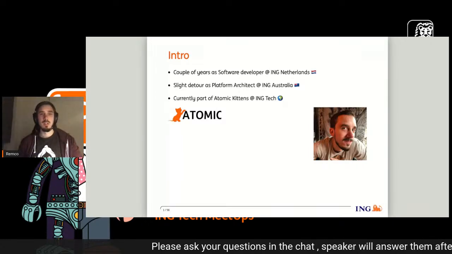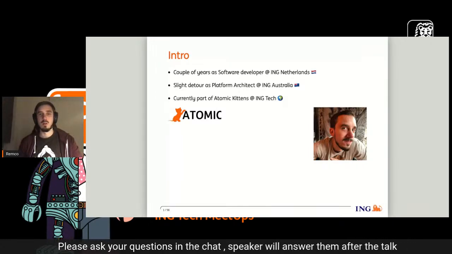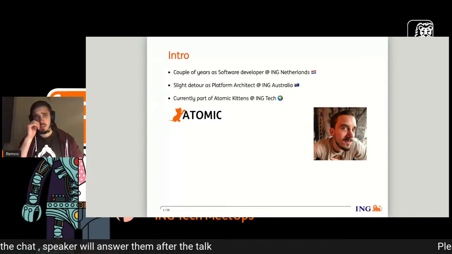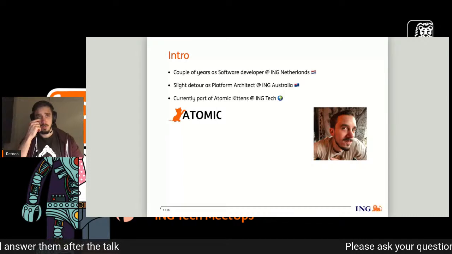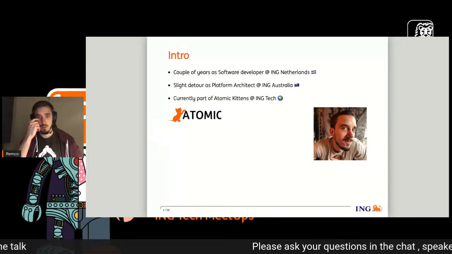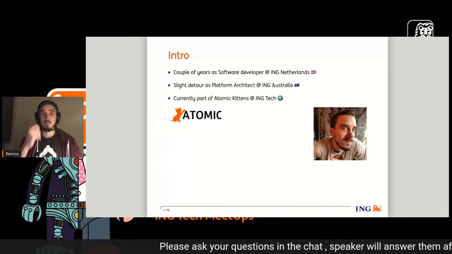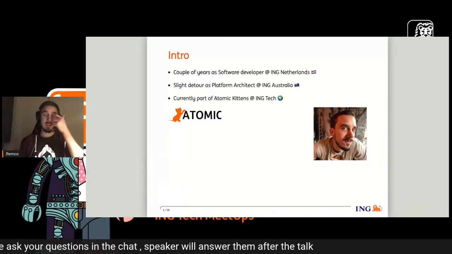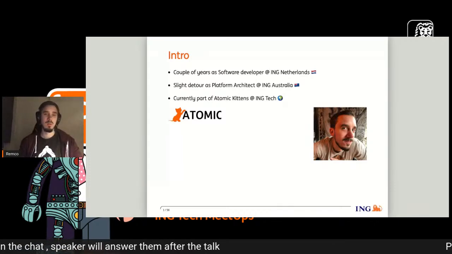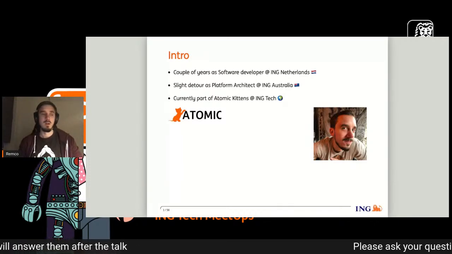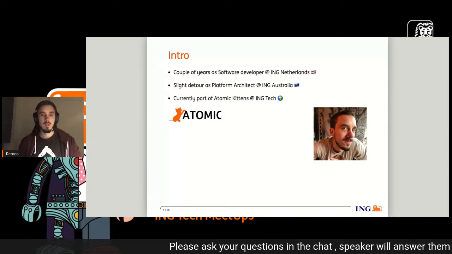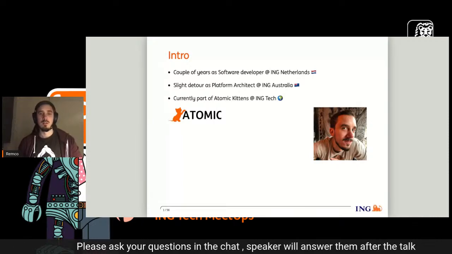Just a quick standard intro. Like as Mikael said, I've been working at ING for quite a few years. When we started this project, I did a slight detour in between, so dropping off the project to do a short-term assignment in ING Australia. And then I came back and currently part of Atomic Kittens at ING Tech, which is a global part of ING, where I got back to the same API that I started years before. And that's where it currently still resides.